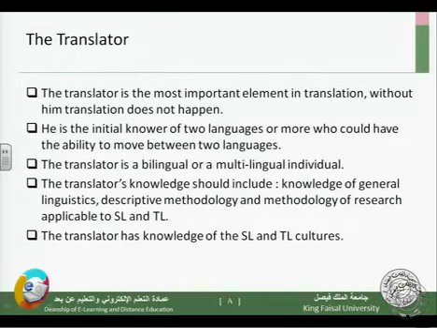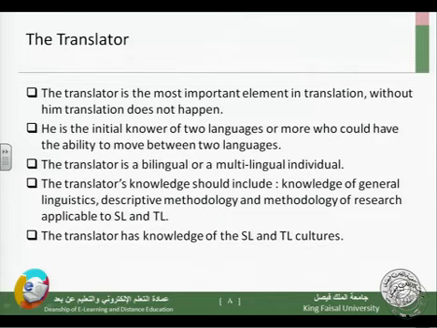Now, here we are. We have element number 3. What is it? It is the translator. Now it is you who steps in the process, hopefully, if you are interested in becoming a translator. Now, the translator is the most important element in translation. Without him, translation doesn't happen, of course. So the translator is crucial.